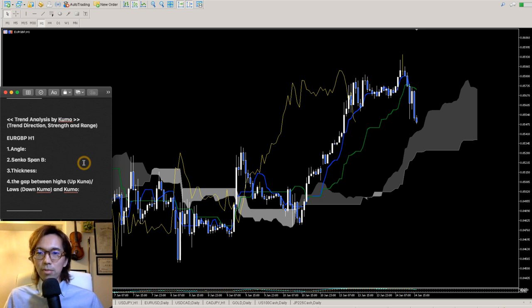Okay, so up Kumo with flat B, candles close to Kumo. All right, going flat, but still up, all right? Up, retracing. Flat both, big gap, yep. Span B is flat, retracing.